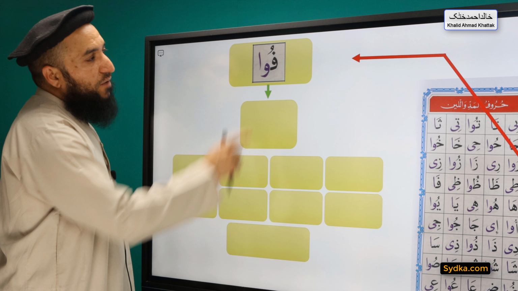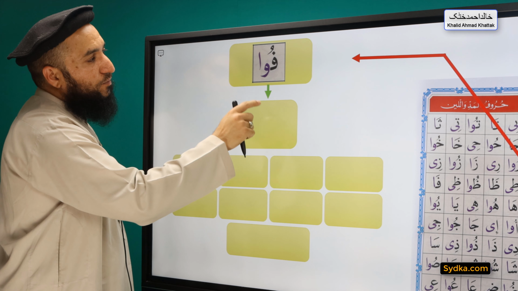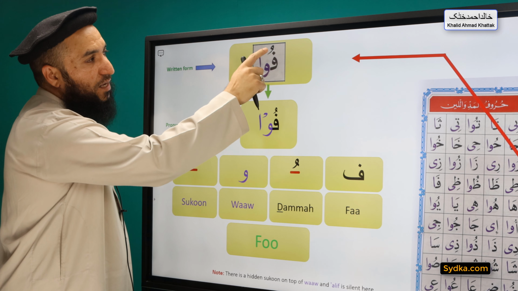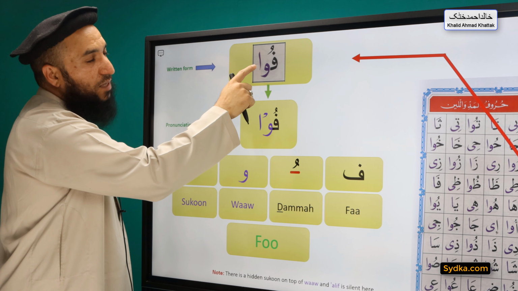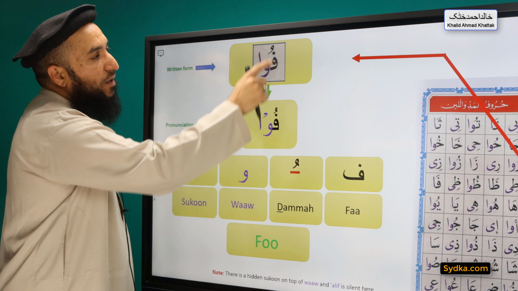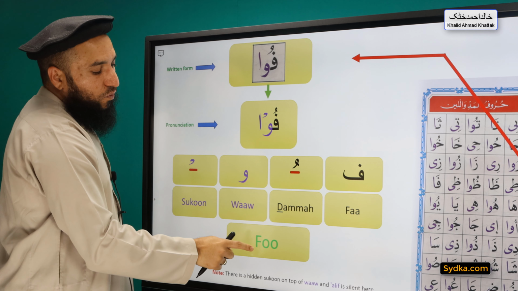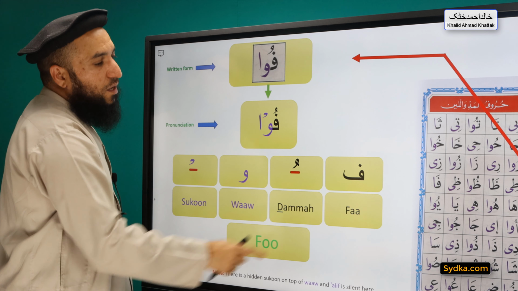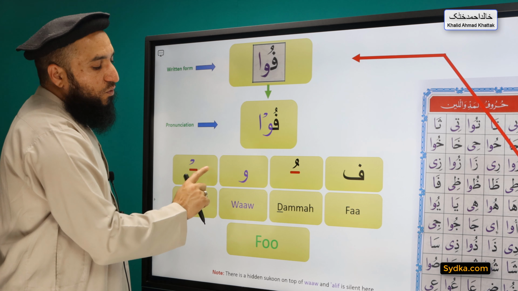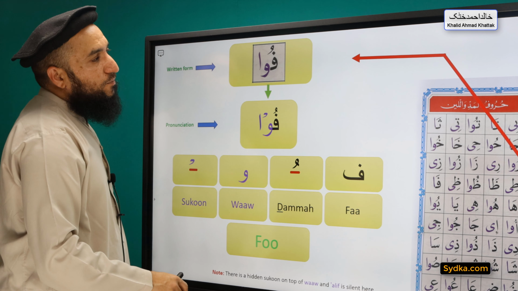The next syllable we have is Fa dhamma waw sukun. Fa is a light letter. It has dhamma on top of it, followed by waw. Waw has hidden sukun, and this alif is silent. Fa dhamma waw sukun. Fu.